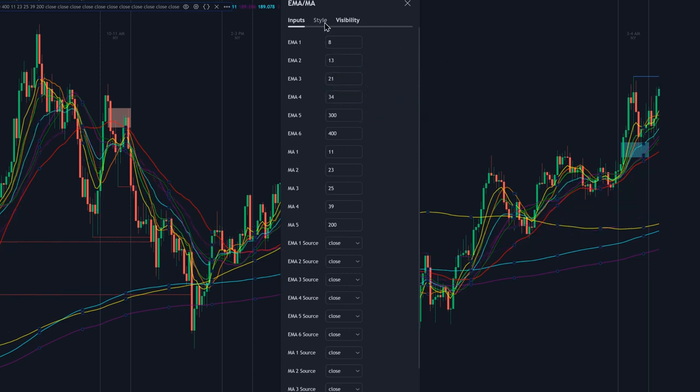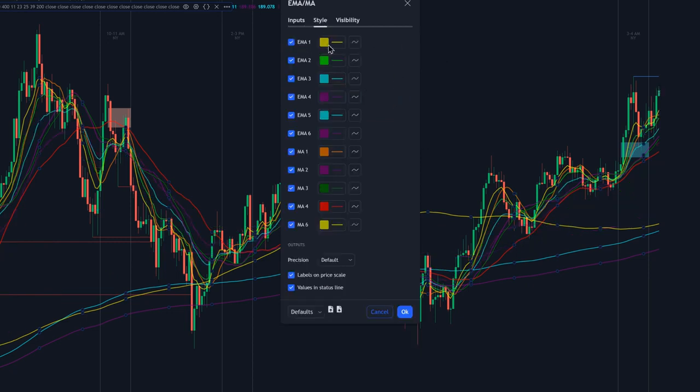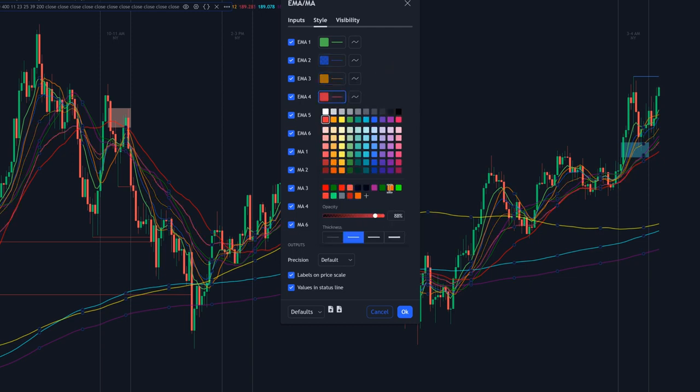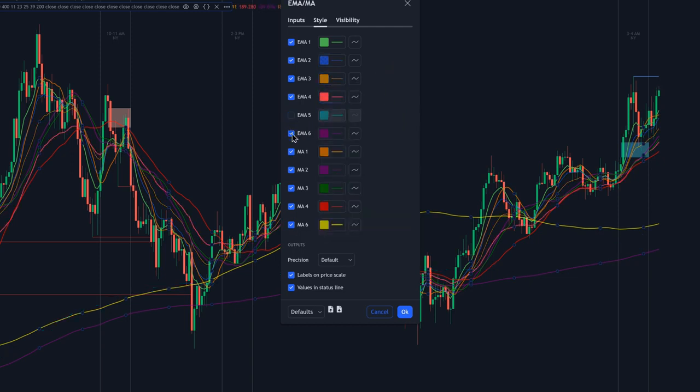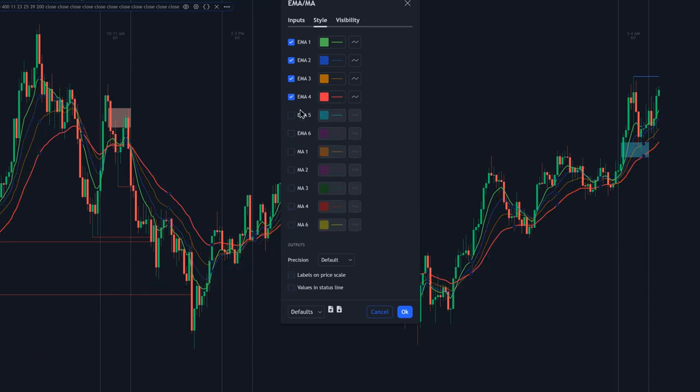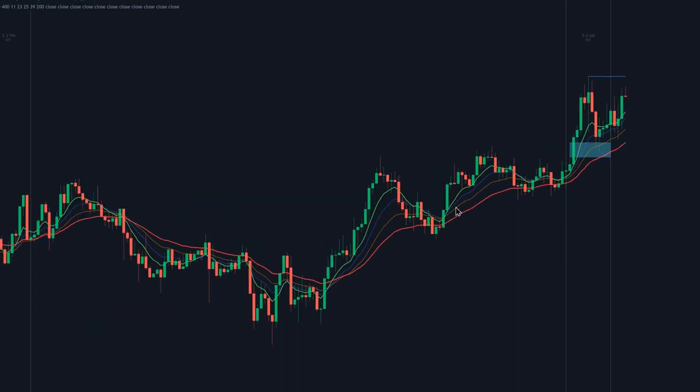Then on the style tab, you want to change the EMA1 color to green, EMA2 color to blue, EMA3 color to orange, and EMA4 color to red. After that, disable the rest of these EMAs, so you're only going to be left with the first 4 EMAs. After that, click OK. Now, we're going to be using these 4 EMAs.